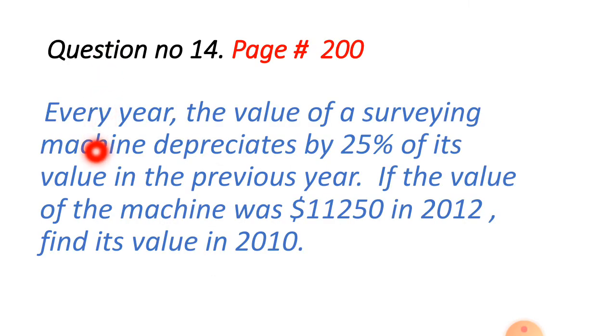Question number 14 is there. Every year, the value of the surveying machine depreciates by 25% of its value in the previous year. So that means that it has been decreased by 25%. So 100 minus 25, it will be 75%. If the value of the machine was $11,215 in 2012, find the value in 2010.